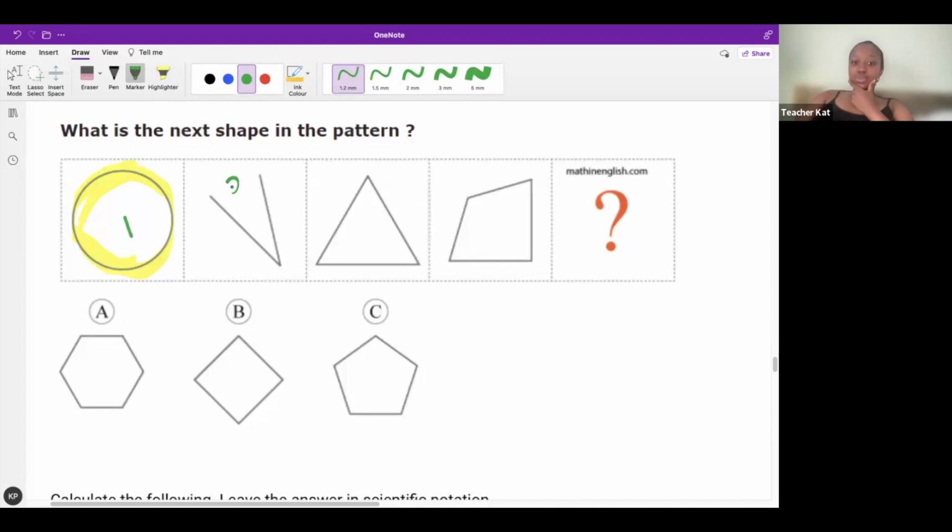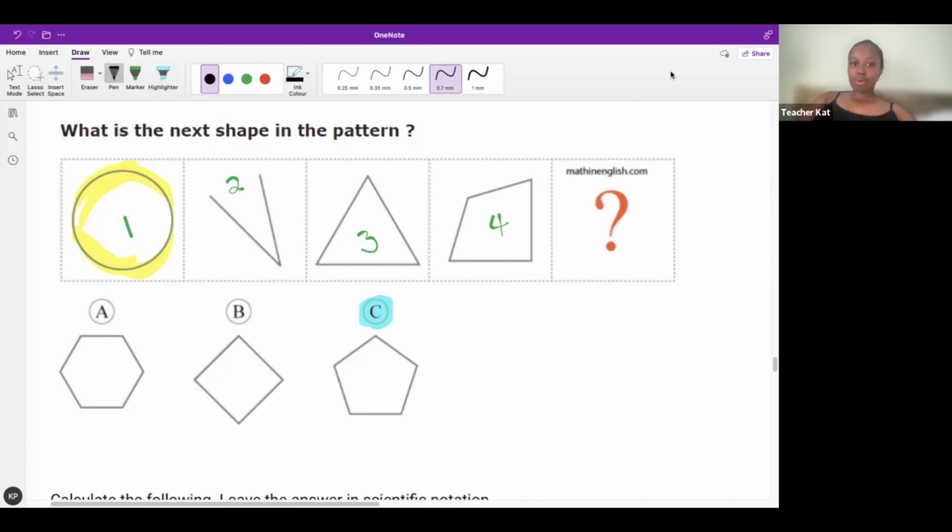This has 2 sides. And then here we have how many sides? 3. And then we have how many sides for the next one? 4. So which means which one should be next? Something with 5 sides. And that is option C. Beautiful.